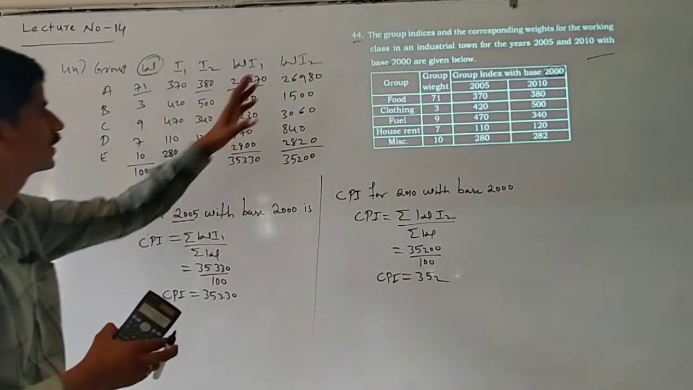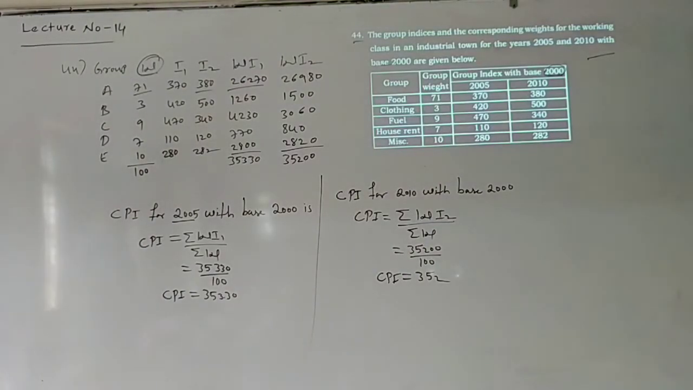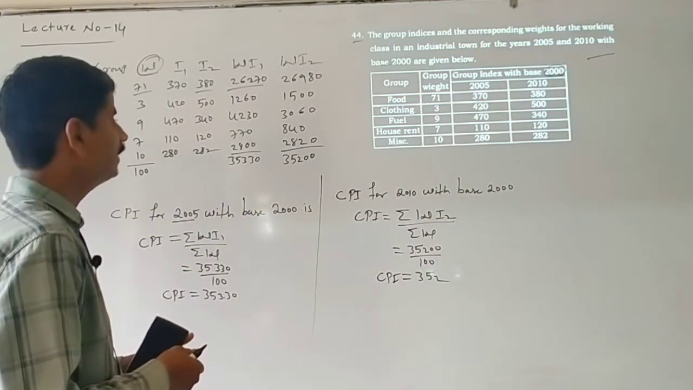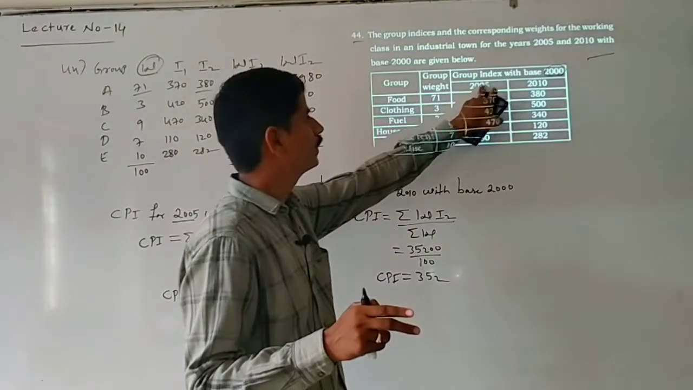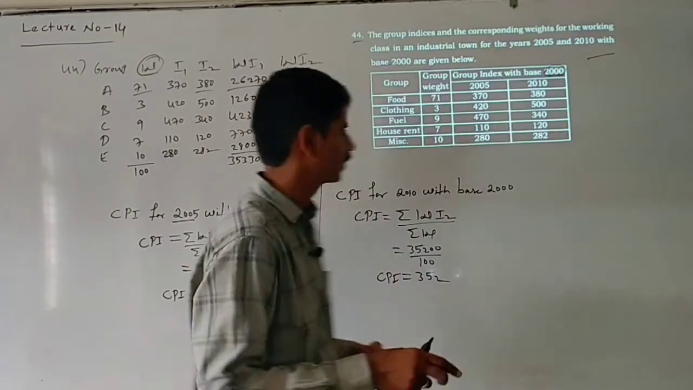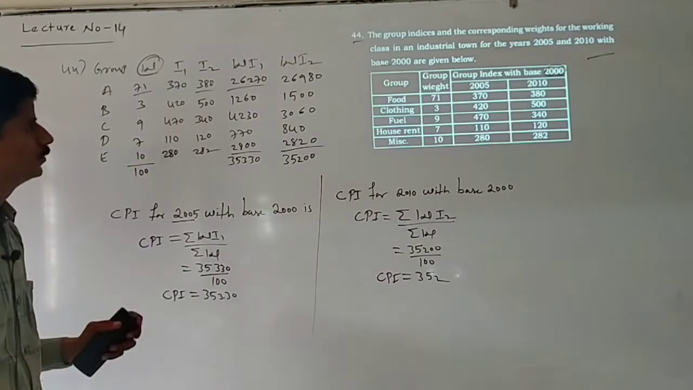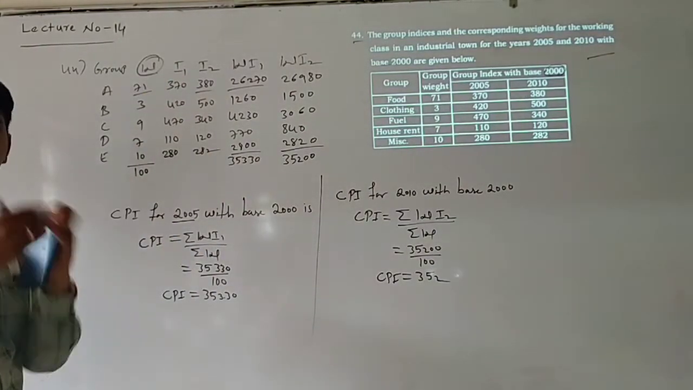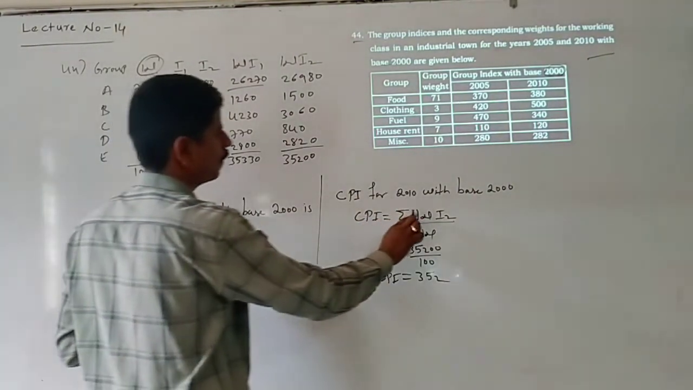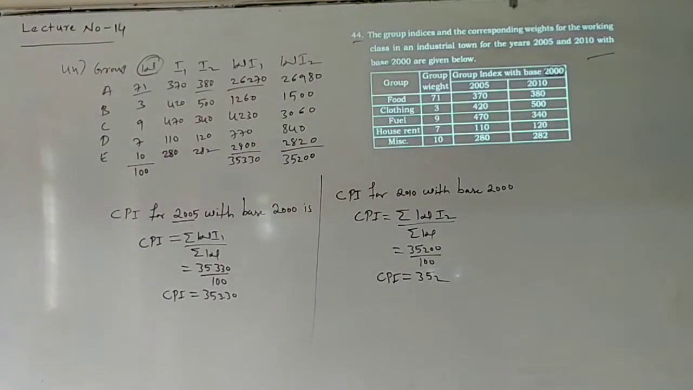Just got it? Here they are asking about the group indices and the corresponding weights for the working class in an industrial town for the years 2005 and 2010 with the base 2000. Calculate CPI for 2005 with the base 2000 and calculate CPI for 2010 with the base 2000. That is the solution. Here the group index is I and W is the weight. Otherwise you have to take P only, that is P1 and P2. Here the formula is sum of WI1 by sum of W or sum of WI2 by sum of W. Okay. The next problem.